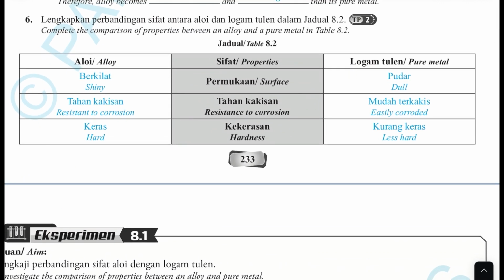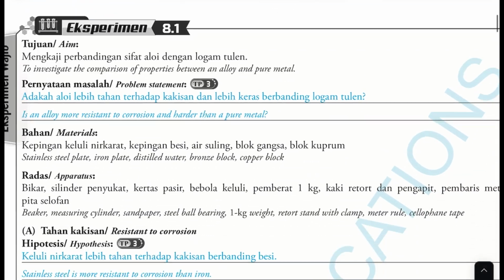Okay, if you compare the alloy and pure metal in terms of surface, alloy is shiny, pure metal is dull. Okay, alloy resistant to corrosion, pure metal is easily corroded. Alloy is hard, but pure metal is less hard.